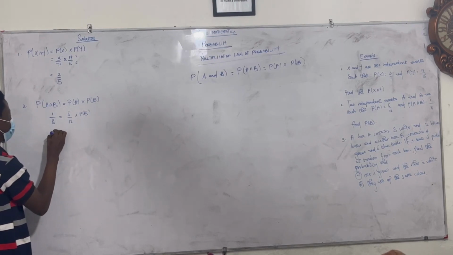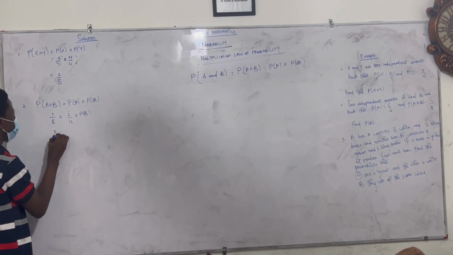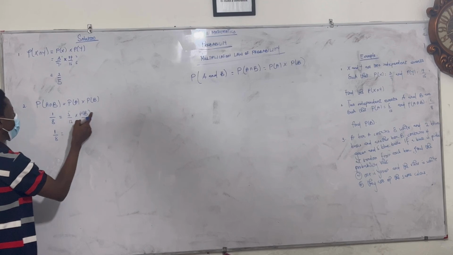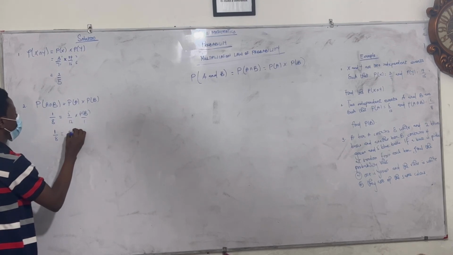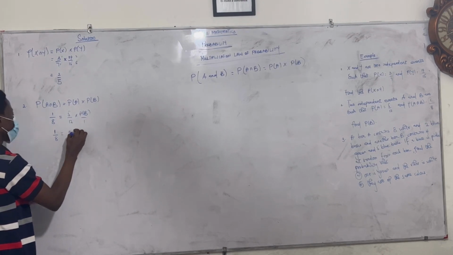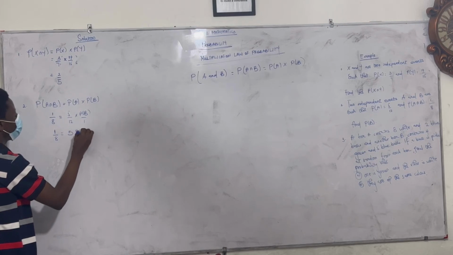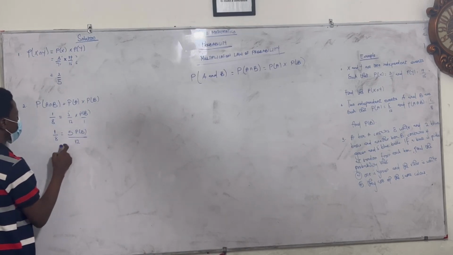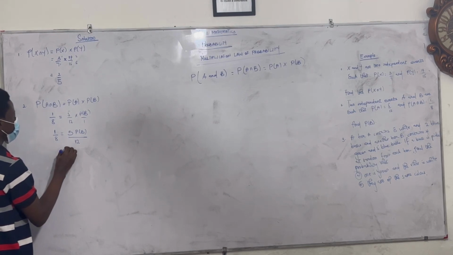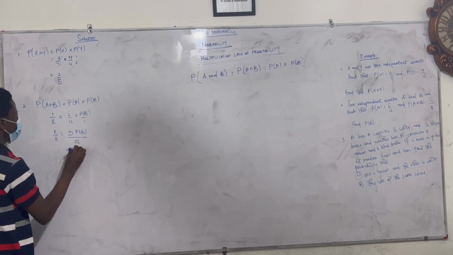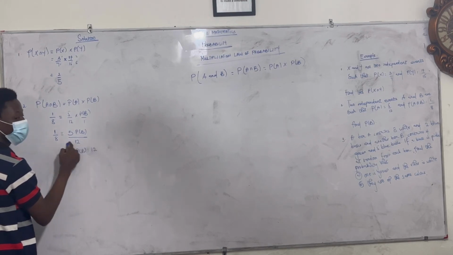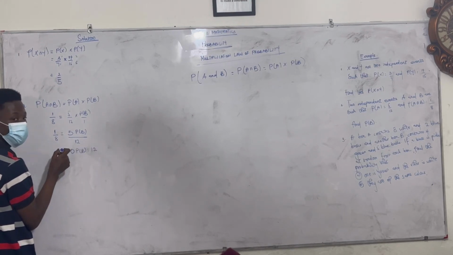Now tell me why you can't continue this. Over here you have 1/8 equals 5 over 12 times probability of B, which gives 5 times the probability of B, all over 12 times 1, which is 12. Cross multiply. That will be 8 times 5, which is 40, times probability of B, because 12 times 1 is 12. Are you following?